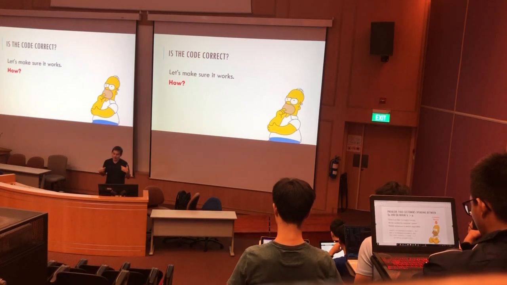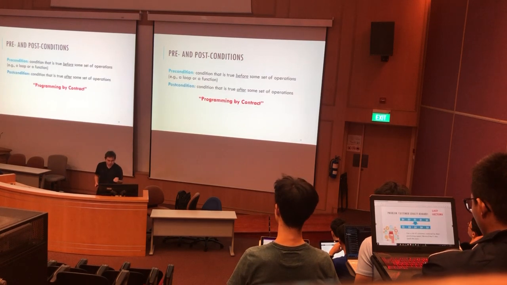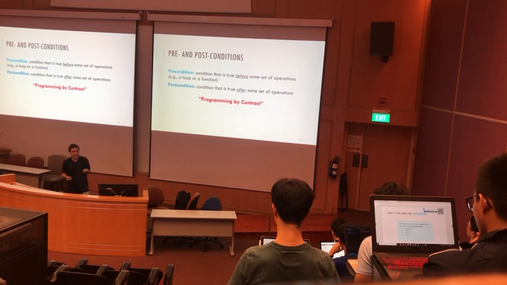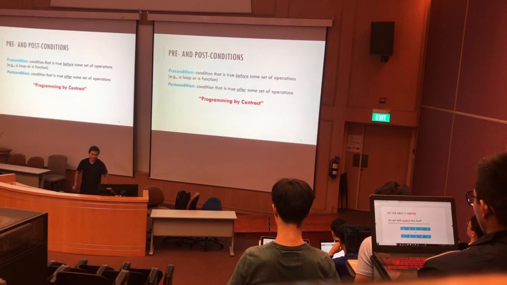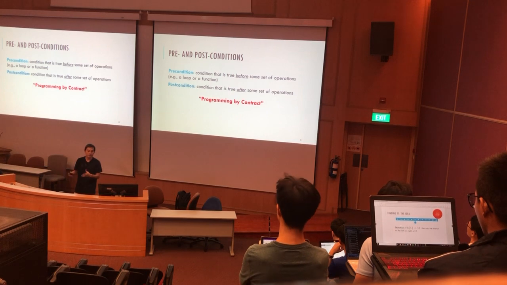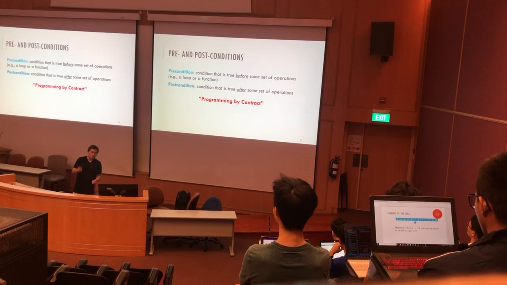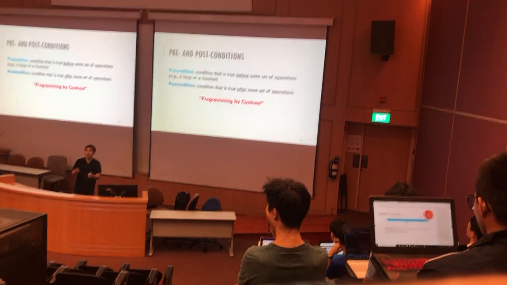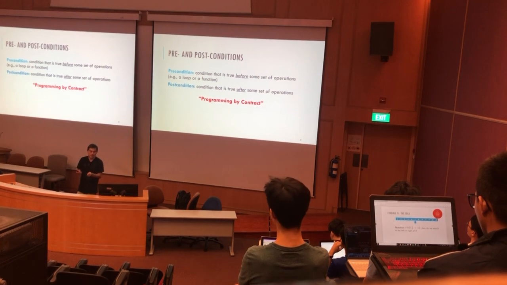So how do you find out whether an algorithm is correct or not? That's the question we ask. One way is by using what we call pre and post conditions and invariants. So what's a pre and post condition? A precondition is a condition that is true before some set of operations, such as a loop or a function. Just something that has to be true before the execution of that piece of code. A post condition is something that's true after. So something has changed between the precondition and the post condition.